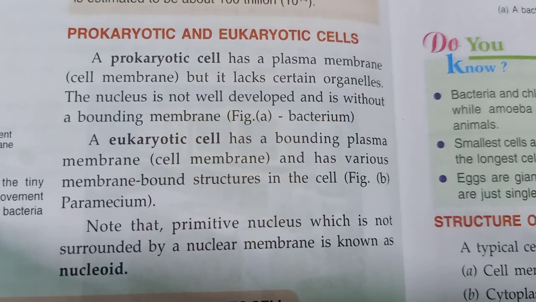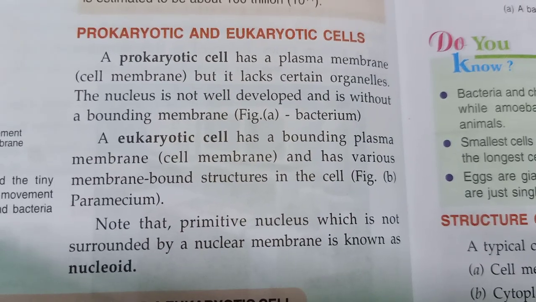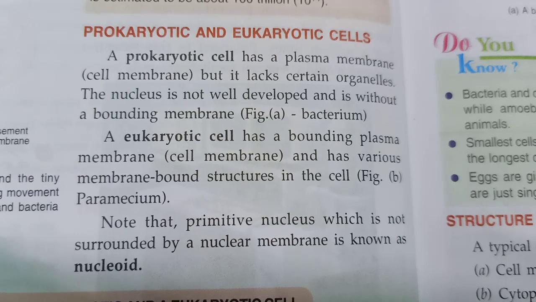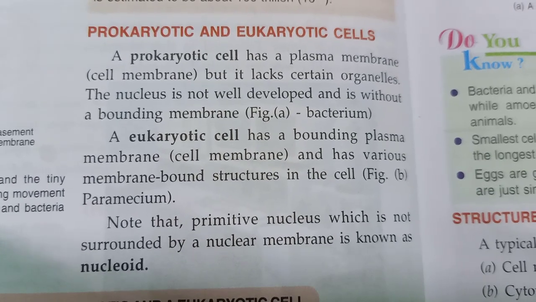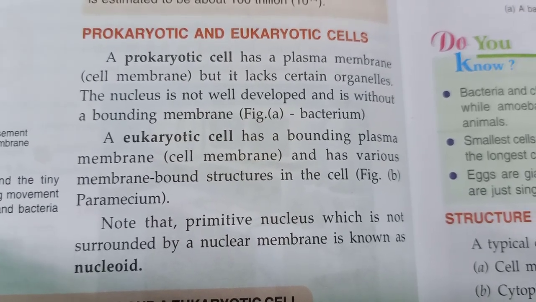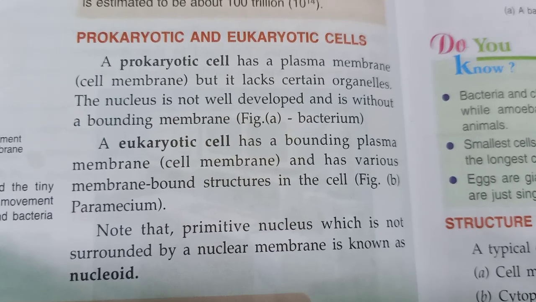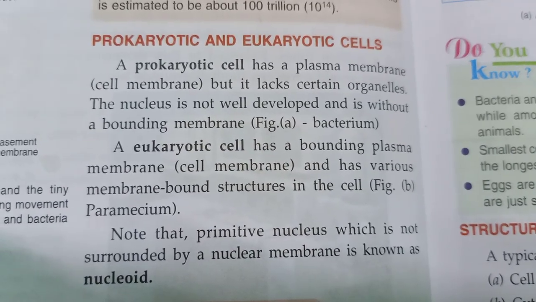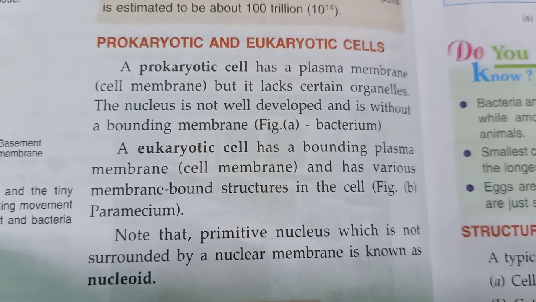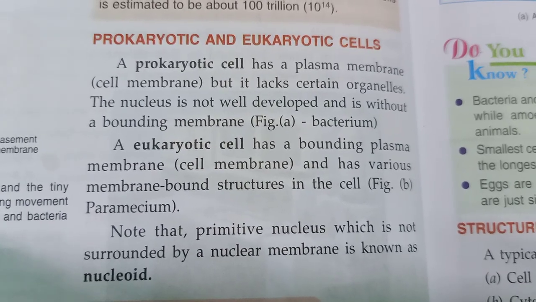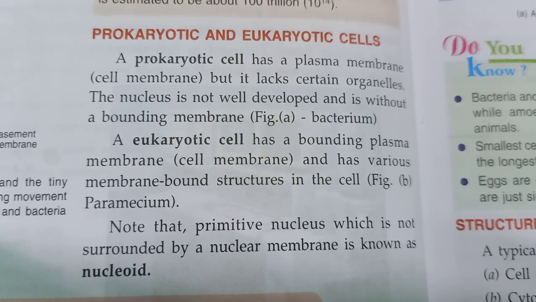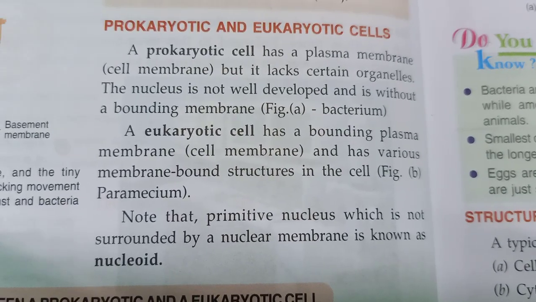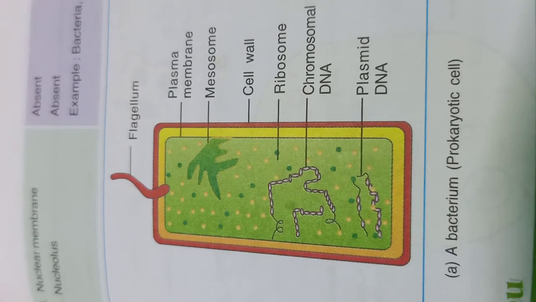Now we see the prokaryotic and eukaryotic cells. First we see what a prokaryotic cell is. A prokaryotic cell has a plasma membrane. Plasma membrane is also known as cell membrane. It lacks certain organelles. The nucleus is not well developed and is without a bounding membrane. For example, the bacterium. Now I'll show you the picture of a bacterium.